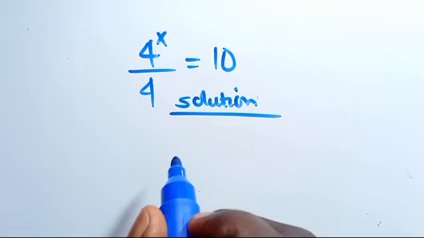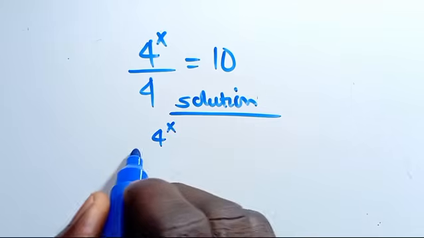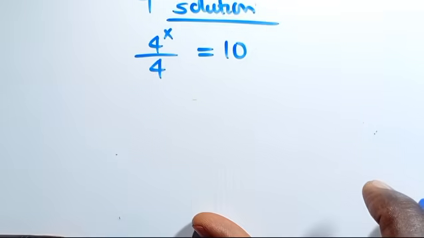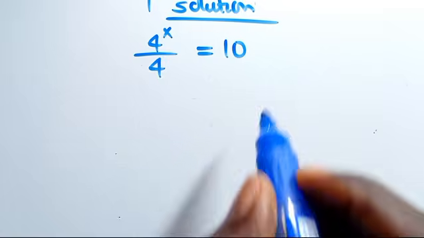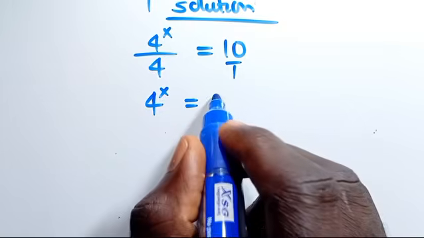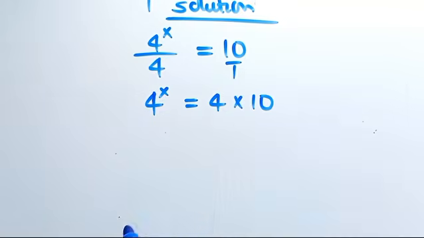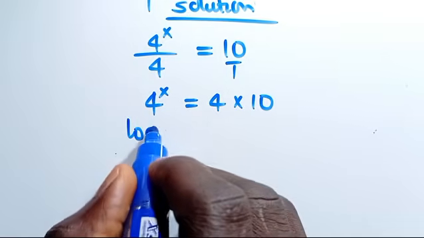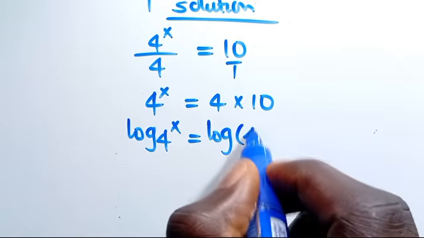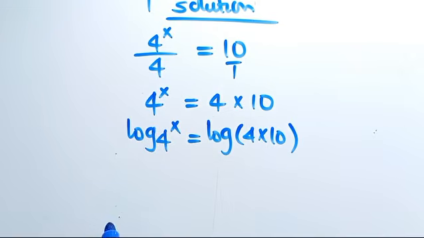Solution: from here, we have 4 to the power of x over 4 equals 10. Then let's cross multiply. If we cross multiply, here will be 4 to the power of x equals 4 times 10. Now, from here, let us introduce log to both sides of this expression. So we are going to have log 4 to the power of x equals log (4 times 10).